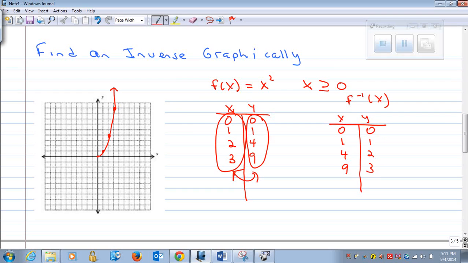So let's go ahead and graph these points. Again, we're at 0, 0. Now we're at 1, 1. That's the same. And now we're at 4, 2. All right, and then we're at 9, 3. So 1, 2, 3, 4, 5, 6, 7, 8, 9, and 1, 2, 3, and we're right there. And this graph now would do this.